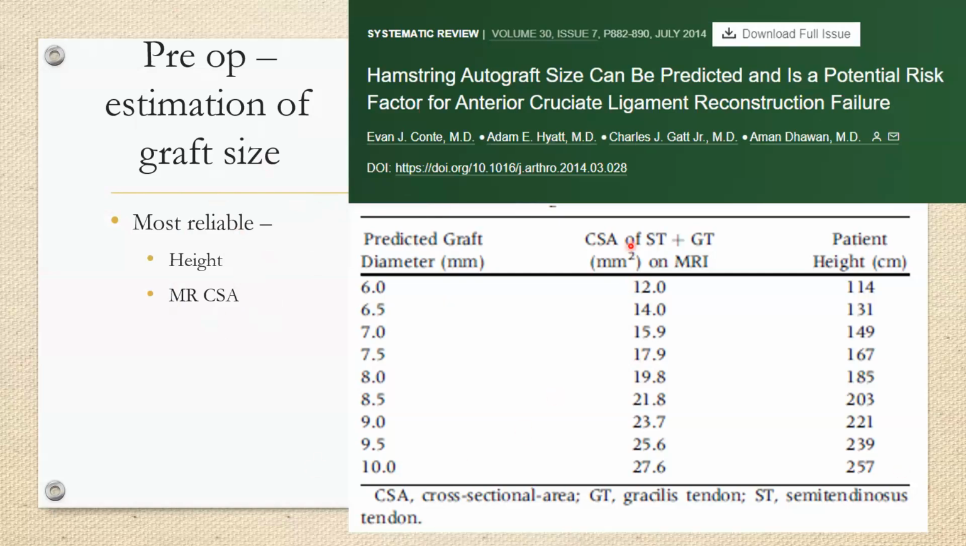So as you can see, the MR cross-sectional area is a very good and reliable predictor of the final graft diameter we get intraoperatively, and also the height of the patient. So as you can see here, to get a graft of 8 mm, the average height of the patient should be 185 centimeters.